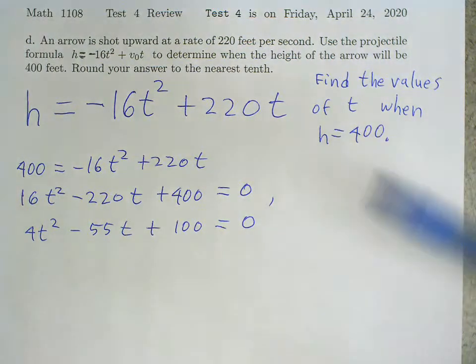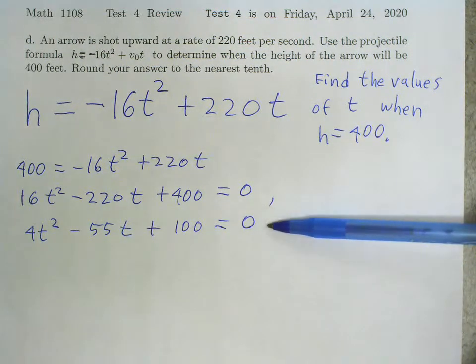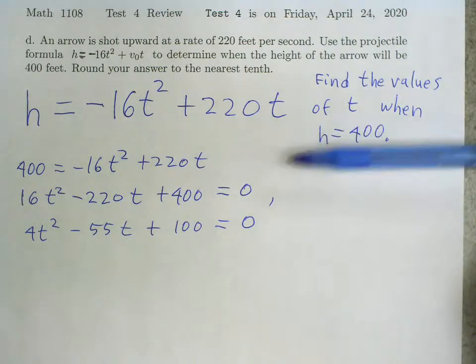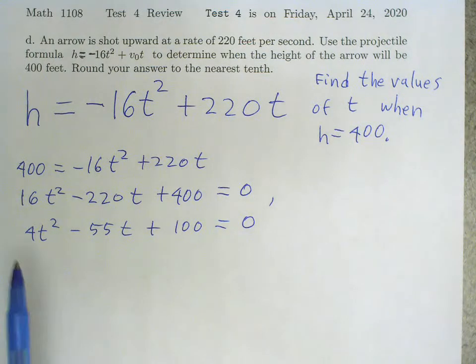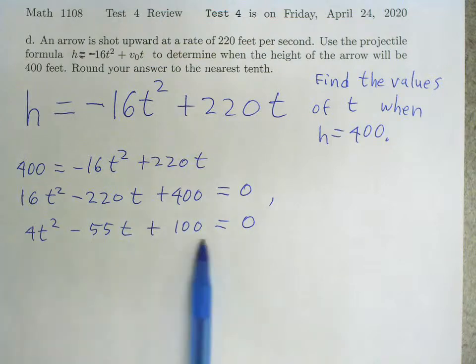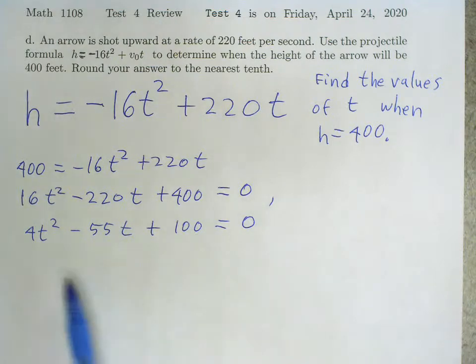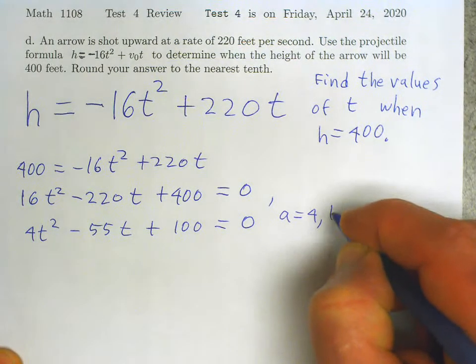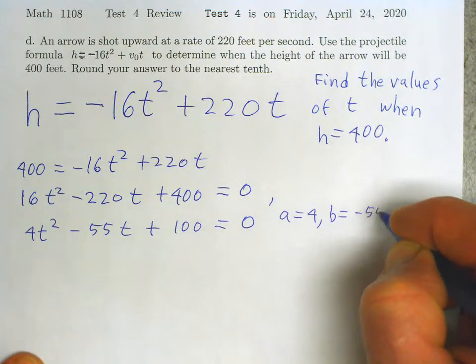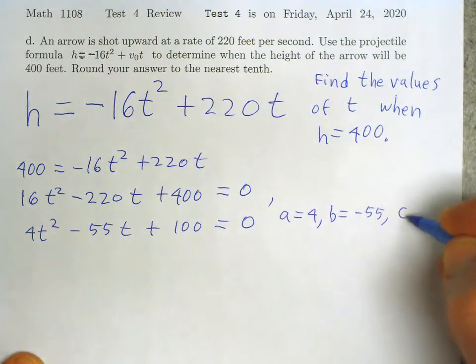The solutions to this second equation are exactly the same as the solutions to the equation above it, but with smaller coefficients and constants, the arithmetic will be a little bit easier. Okay, so for this equation, we could use a equals 4, b equals negative 55, and c equals 100.